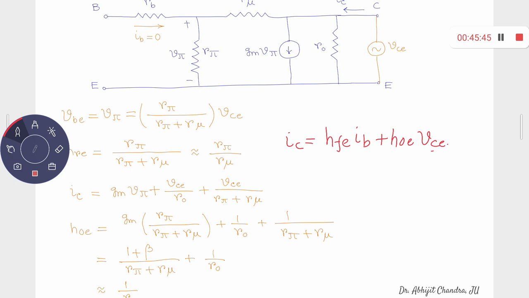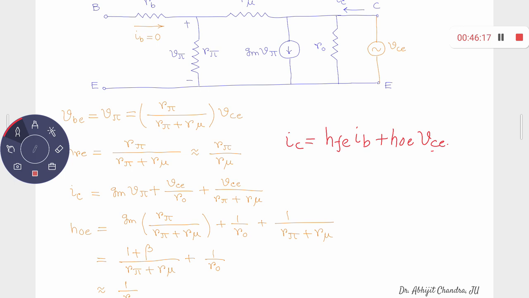Okay, so how do you calculate hoe? That is nothing but IC upon VC with IB equal to 0. Once again, you have to apply KCL at the output node. You have basically three components of current. One is your good old gm v pi.